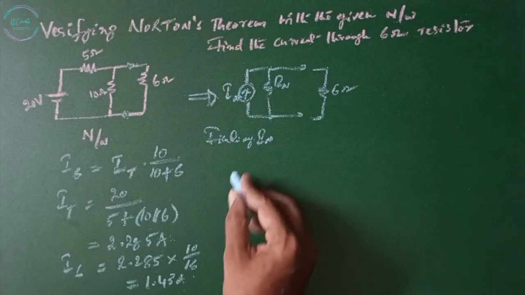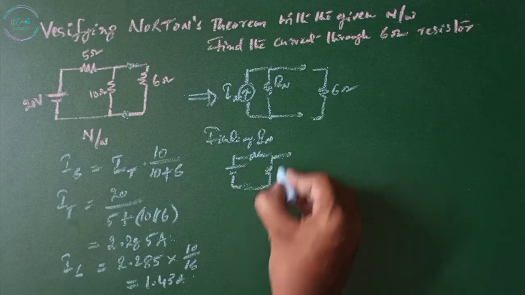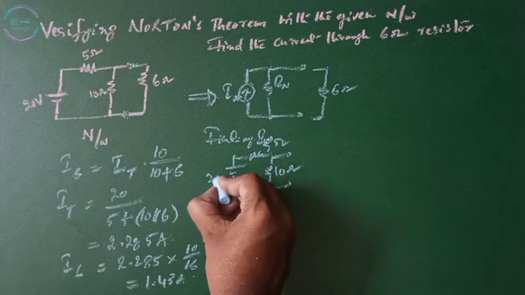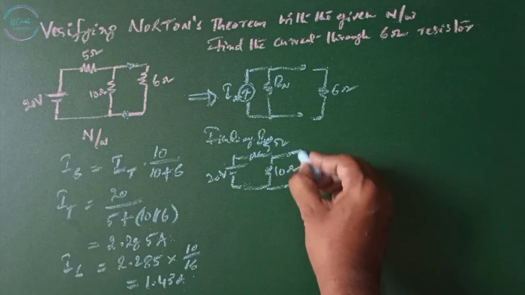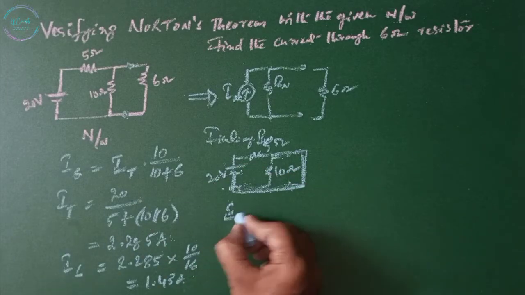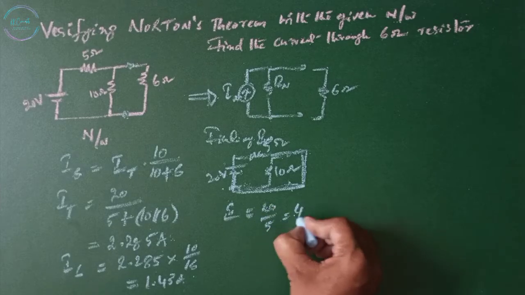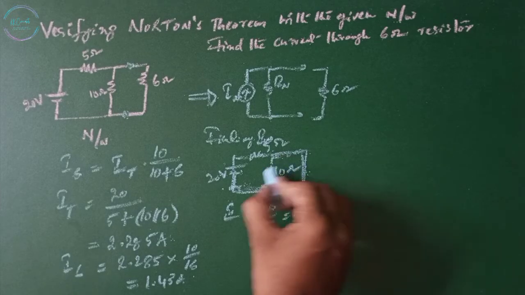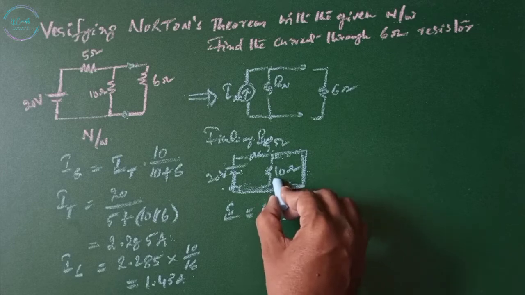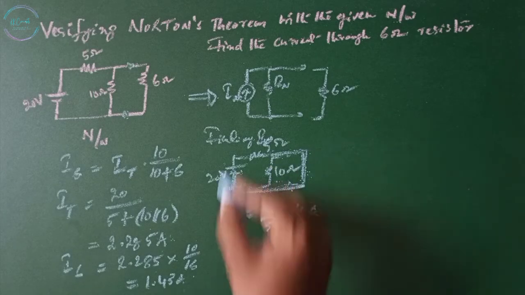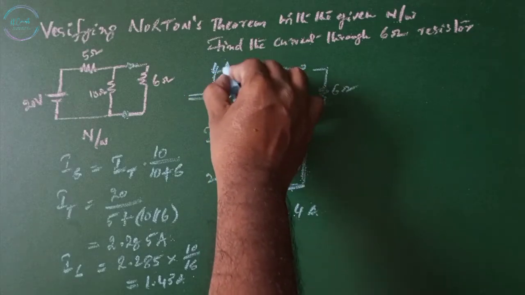Finding IN: this is 5 ohms, this is 10 ohms, 20 volts. These terminals need to be shorted. The current I flowing through this is 20 by 5, which is 4 amps. Since in these parallel paths, this one has a resistance of 10 ohms, whereas this one has no resistance, the current takes this path. So IN is 4 amps.